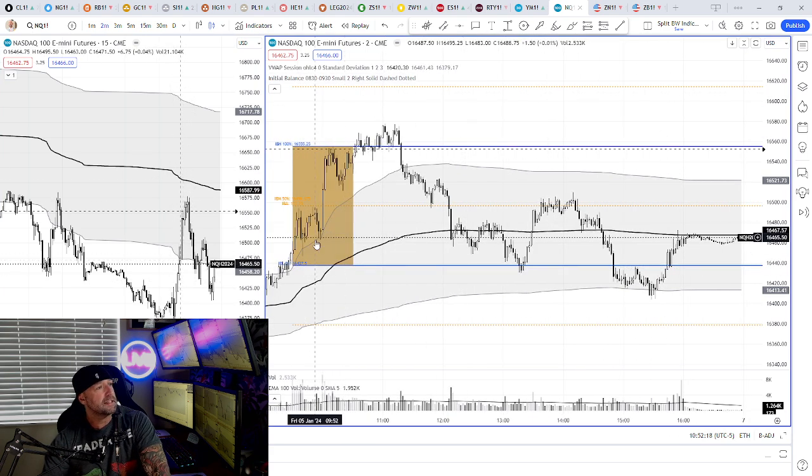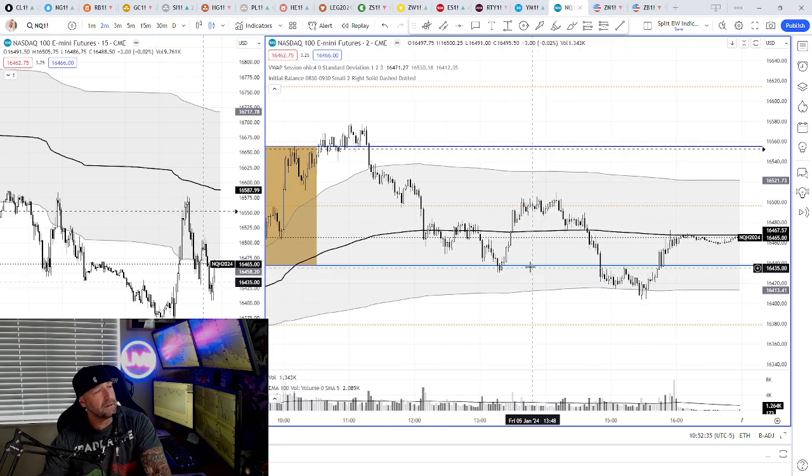balance. The initial balance is the first hour of trading on the market. For the indices, for example, it's 9:30 a.m. Eastern Standard Time to 10:30 Eastern Standard Time. I take the high and the low of these levels, and that's going to give us initial balance high and initial balance low. Okay, now keep in mind this is different for different markets.